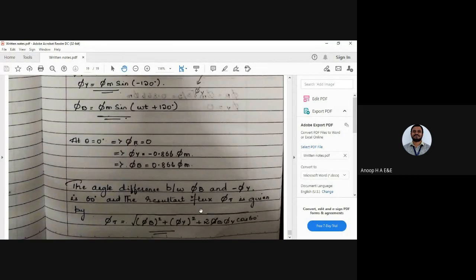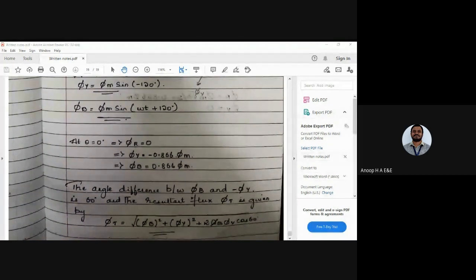Similarly, you can do it for the other one also, and you will find the expressions related to all the different angle instants. So we'll have theta equals 0 degree, theta equals 60 degree, theta equals 120 degree, theta equals 180 degree. Those are the things you need to keep in mind and make a note of. At all the instants of time you will get phi t equal to 1.5 times the maximum value of the flux.